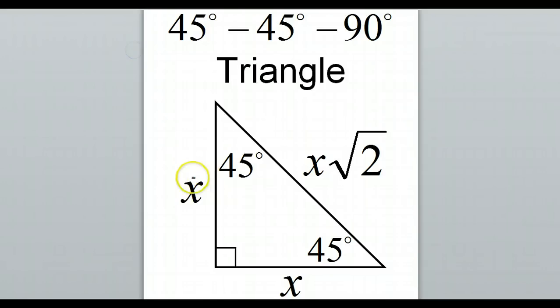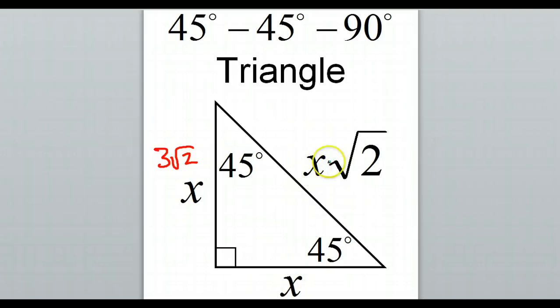So keeping that in mind, if this is x, this is x, this is x radical 2. But let's say this was 7. If this was 7, then that would mean this would be 7, and this would be 7 radical 2, for example. So look, if I give you something strange for x instead of just a plain number, say I give you 3 radical 2 right here, you can still use the same pattern.